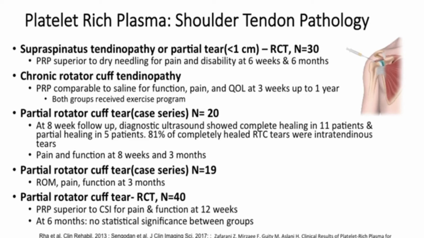A case series showed that at 8-week follow-up, diagnostic ultrasound showed complete healing in 11 patients and partial healing in 5 patients. 81% of completely healed rotator cuff tears were intratendinous tears. This was based on pain and function at 8 weeks and 3 months. The last study was on partial rotator cuff tear and showed that PRP was superior to corticosteroid injection for pain and function at 12 weeks, but then at 6 months, there was no statistical significance between the groups.